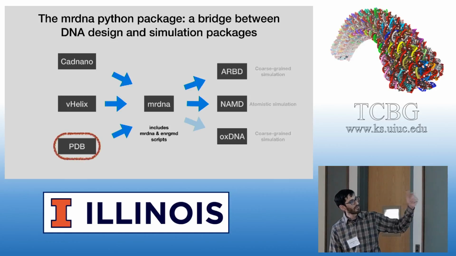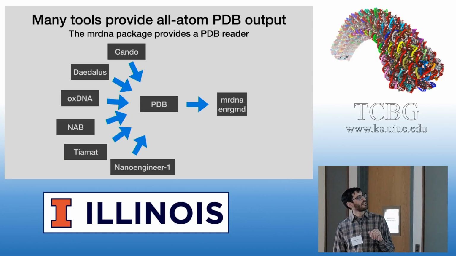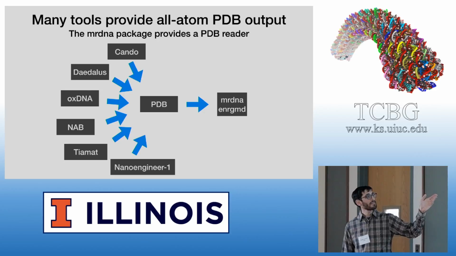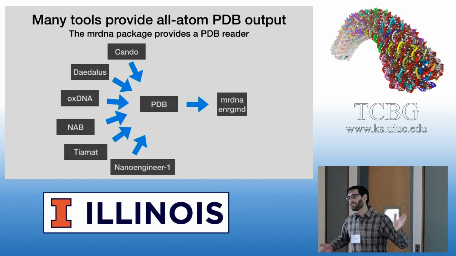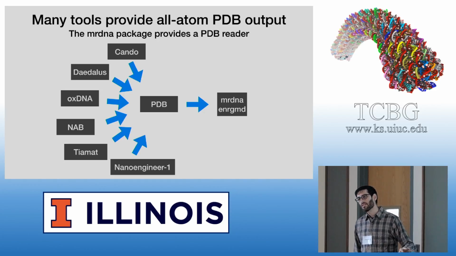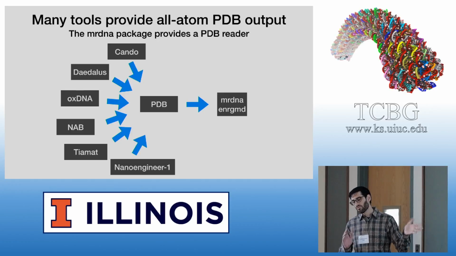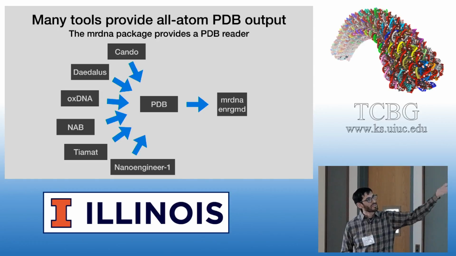So besides cadnano and eHelix, we also have this PDB reader, and in principle, you can use this to take output from Cadnano, Daedalus, oxDNA, Nucleic Acid Builder, TMA, and NanoEngineer-1, which all either have native PDB output or conversion utilities. But it's a new tool, so depending on the size of the structure and how canonical the DNA in it is, it may or may not work. Give me feedback. I'd like to know what's working, what's not. And for some of these, we definitely plan to add a more native input, for example, Daedalus.